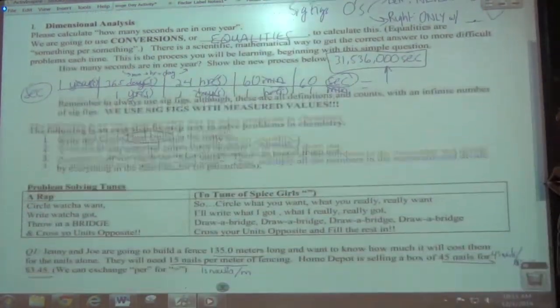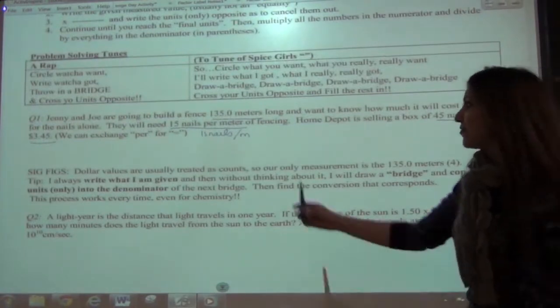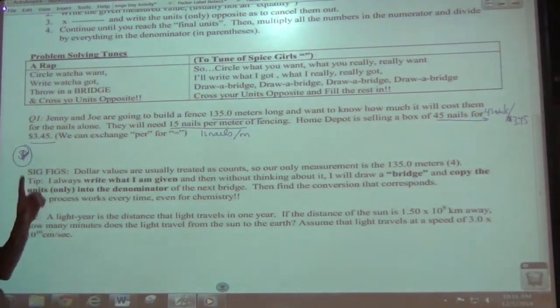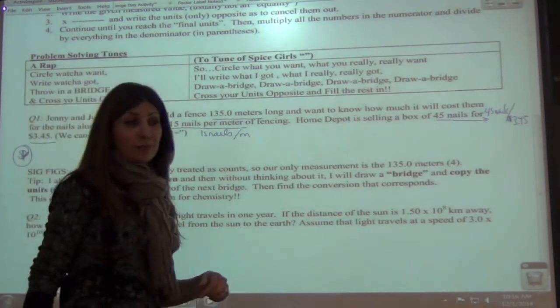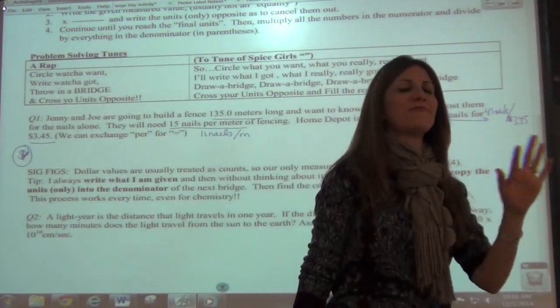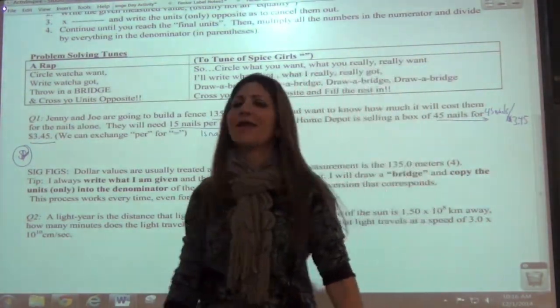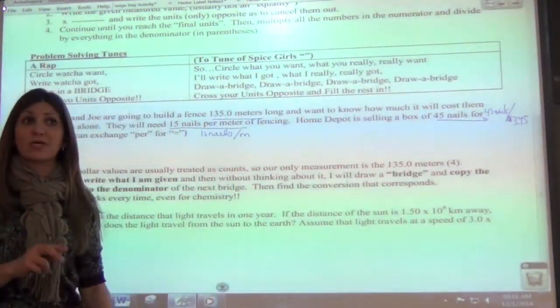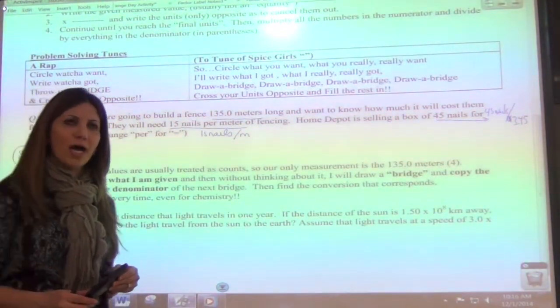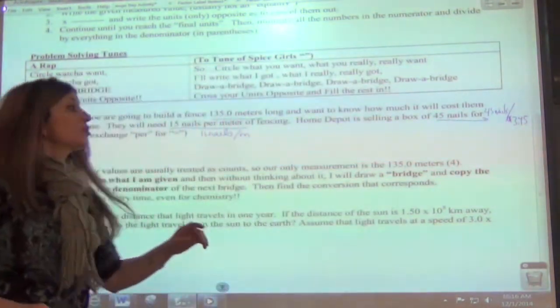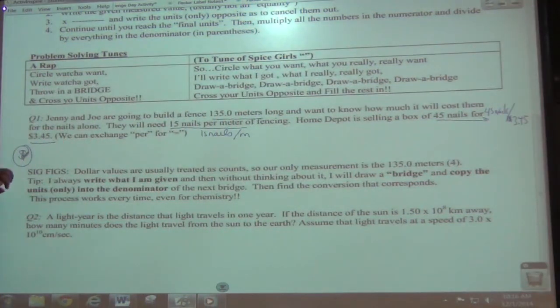Looking at this problem, we have 3 different places that we can start. Circle what you want, write what you've got. Here's the problem. Then a person says, yeah, but Mrs. Ismail, I figured out what I'm looking for, but now I've got 3 places that I can start. I don't know which one to start with, and there is a correct one to start with, okay? If you start with the wrong one, it could take you a really long time to answer the question. So, write what you've got. You want the one that only has 1 unit. Which one is it? The meters.